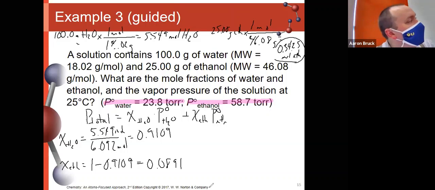I could have found the mole fraction of ethanol by taking that 0.5425, dividing it by 6.092. However, since there are only 2 components in that solution, if one of the components makes up 91.09%, the other one would make up the remainder, the 8.91%. So logically speaking, I could do subtraction, which is a lot faster than the division.